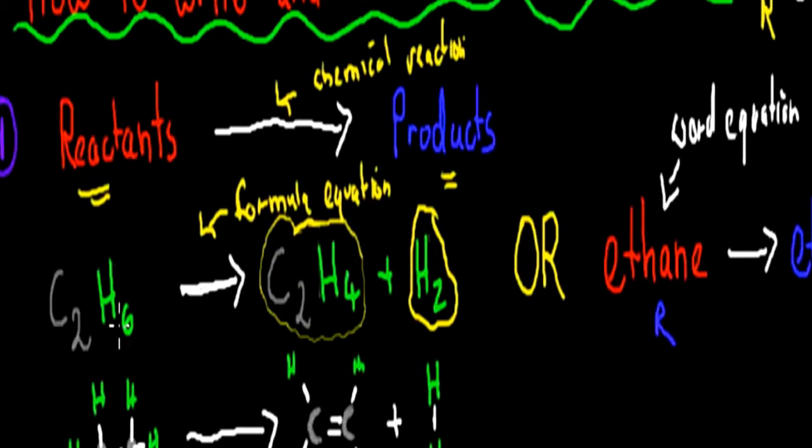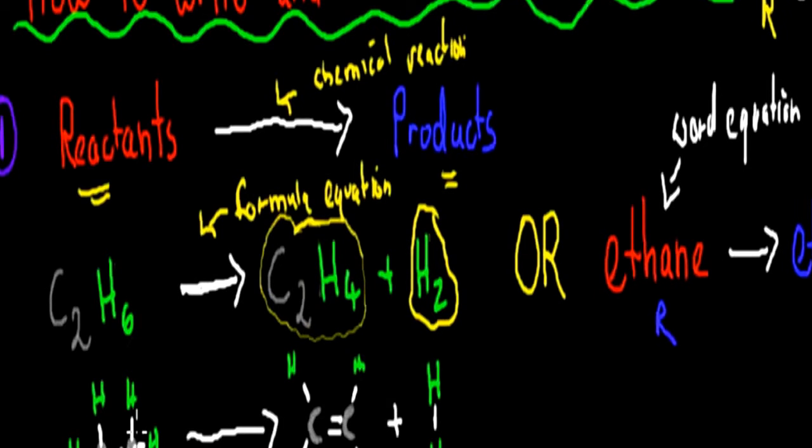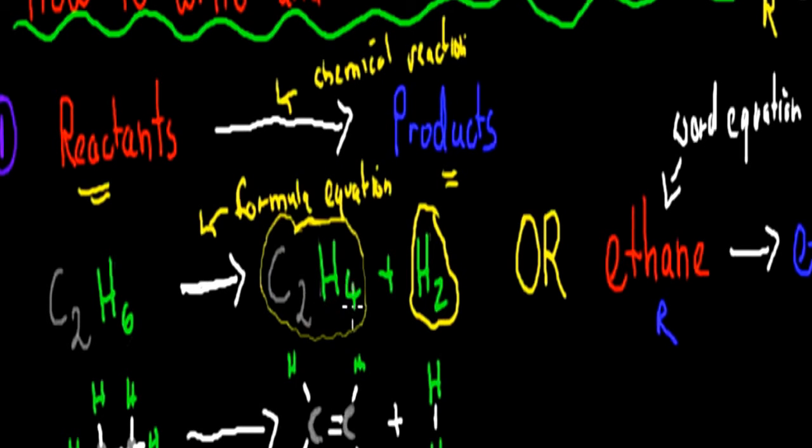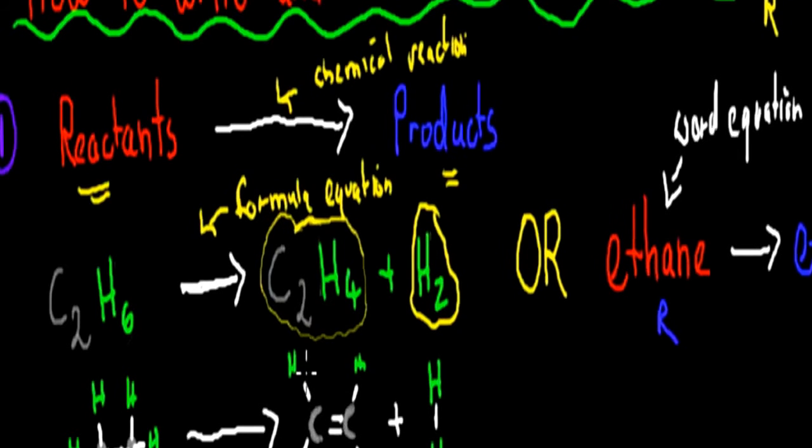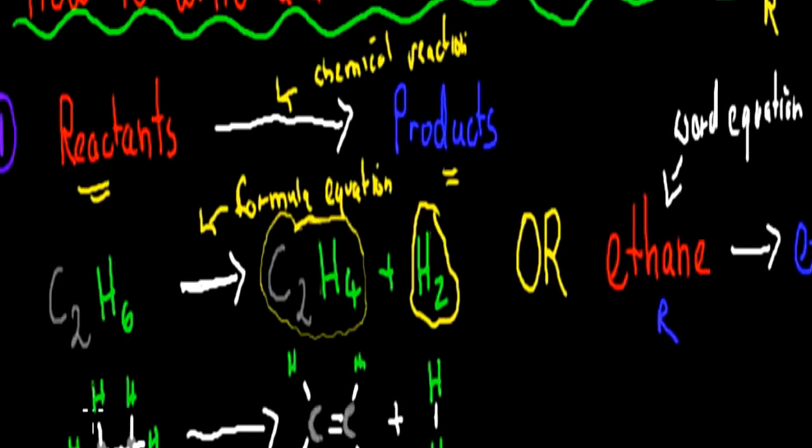Right? So for C2H6, these balls here are meant to be the carbons, these gray balls here. So 2 carbons, and to each carbon we have 3 hydrogens attached. Then for ethylene or ethene, we have 2 carbons, they have a double bond, and 2 hydrogens attached to each carbon, a total of 4 hydrogens. And then hydrogen gas just joins together.